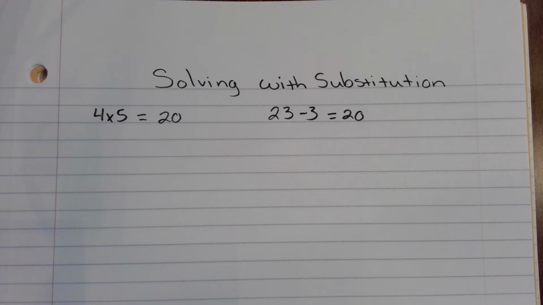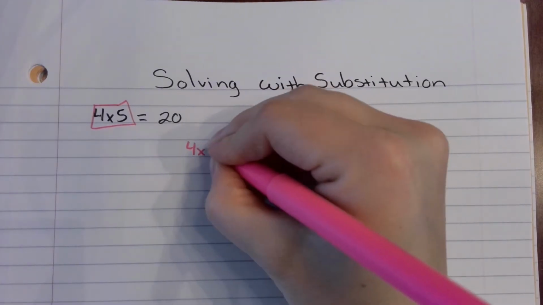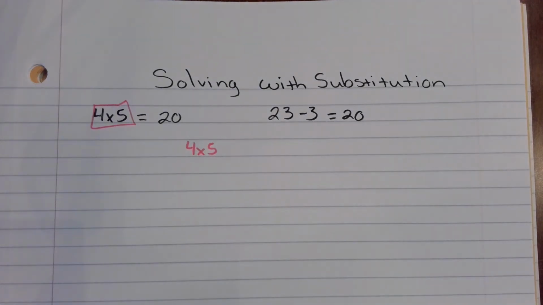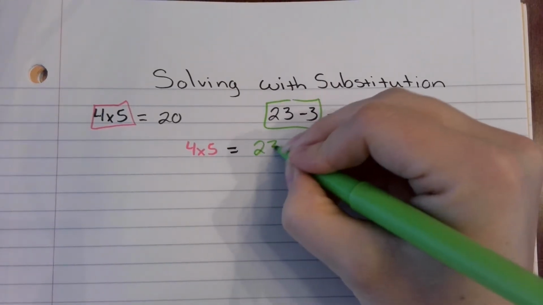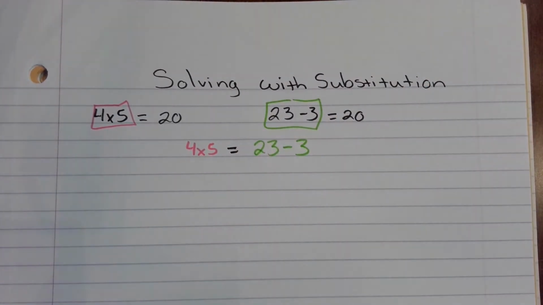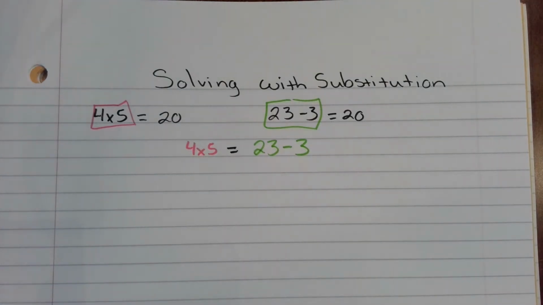So in a situation like that, I can say that 4 times 5 is equal to 23 minus 3. Okay, this statement is equal to this statement. Now they don't look alike. They're different numbers. They're even a different operation, but they yield the exact same value. They both are equal to 20. So they're equal to each other.